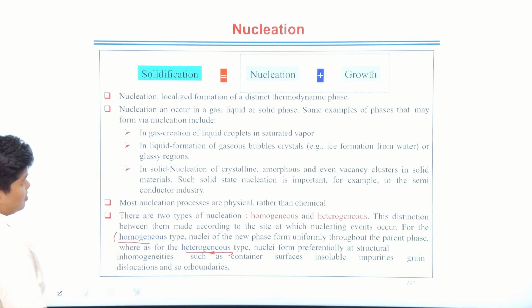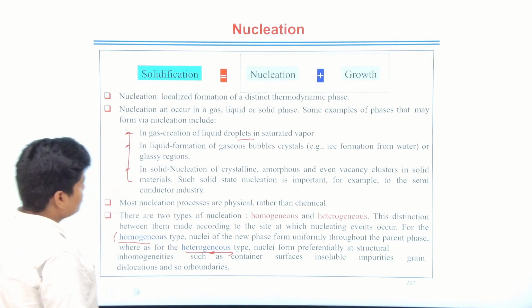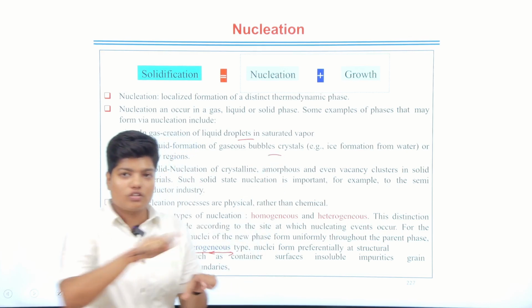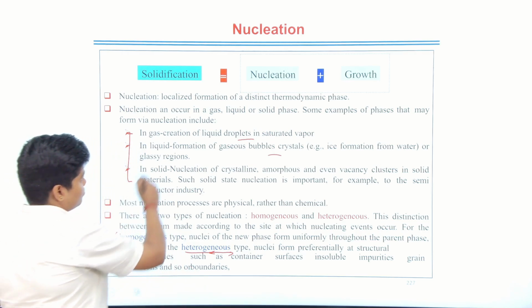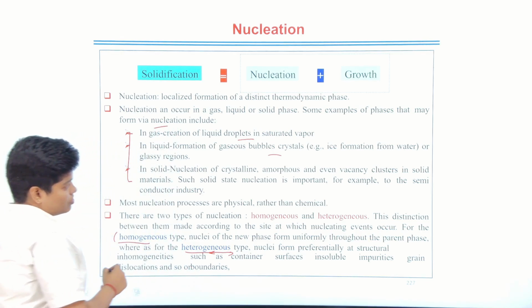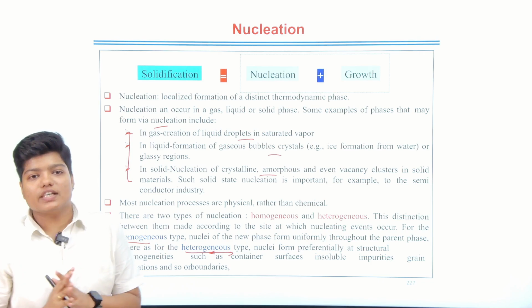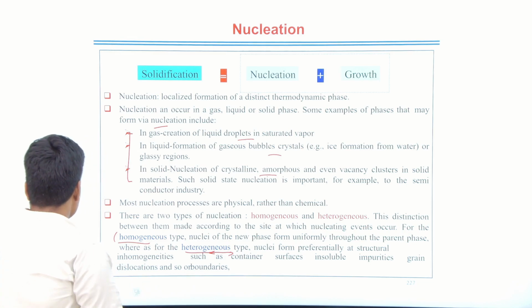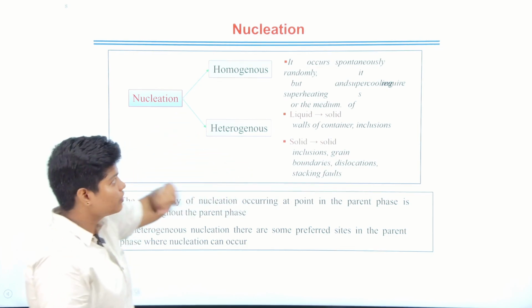And there are some different types of nucleation. The first is the creation of liquid droplets in a saturated vapor. This is also nucleation. And the formation of gas bubbles in a liquid, or in liquid water, the ice starts to form. That is also an example of nucleation. And solid formation of crystals, as we have seen in earlier classes, where amorphous or non-crystalline solids start to form. So this is the difference between homogeneous and heterogeneous nucleation.